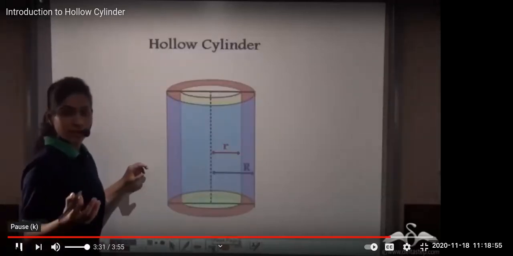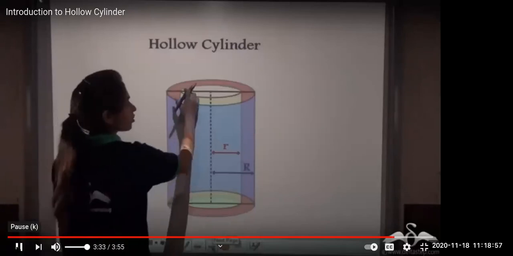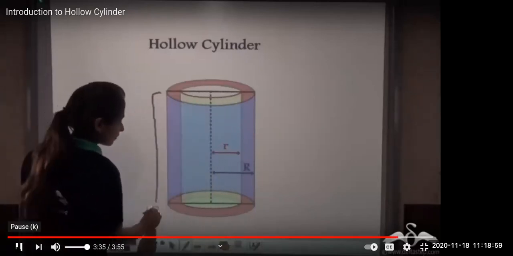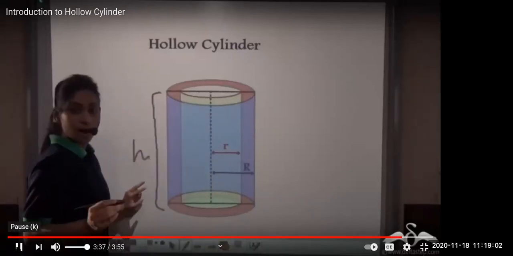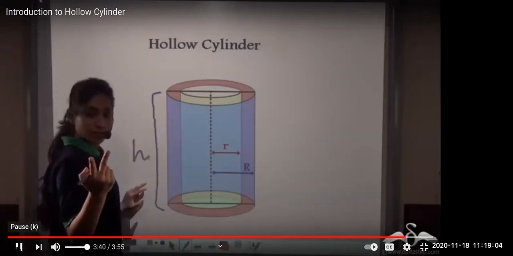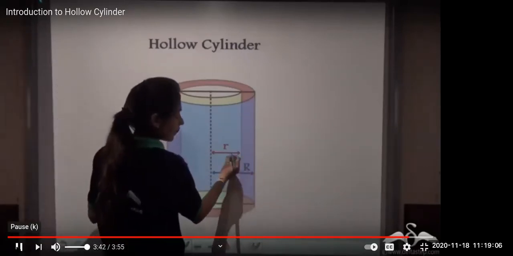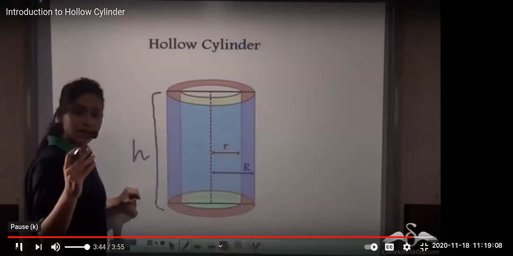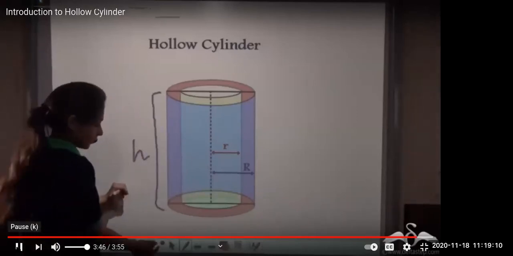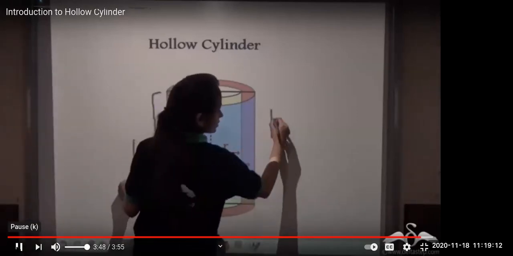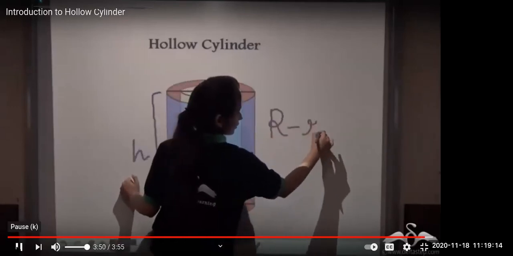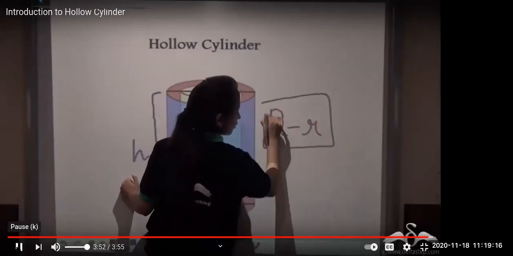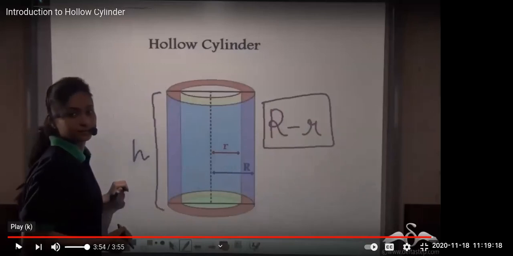So a hollow cylinder is actually a solid cylinder which is hollow from inside. It has the same height and it contains two kinds of radius, that is the external radius and internal radius, and the thickness of this hollow cylinder can be denoted by external radius minus internal radius. This is the thickness of a hollow cylinder. So this you can just draw in your notebook and keep it ready.